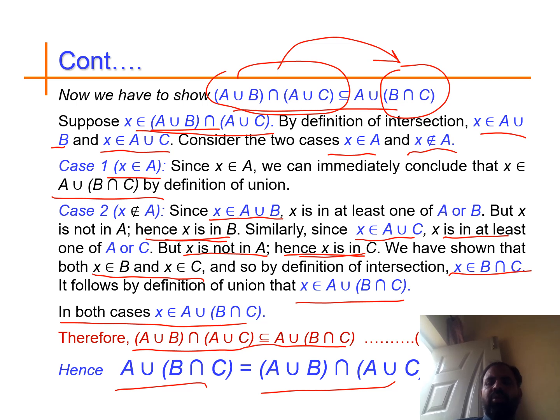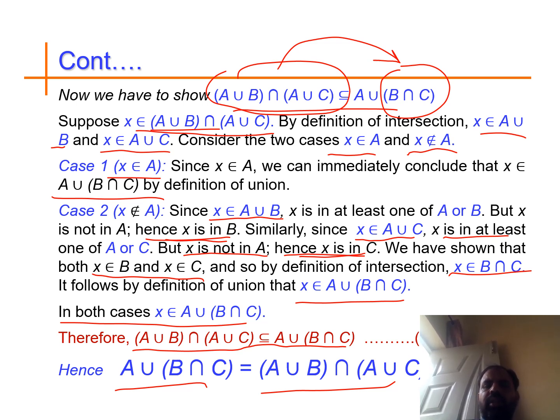And if X doesn't belong to A, since X belongs to A union B, X must be in at least one of A or B. But X is not in A, hence X is in B. Similarly, since X belongs to A union C, X is in at least one of A or C.